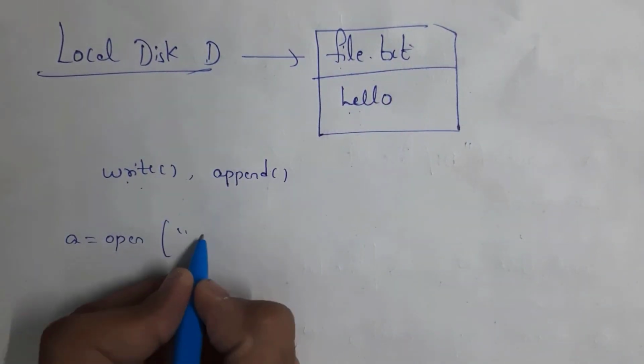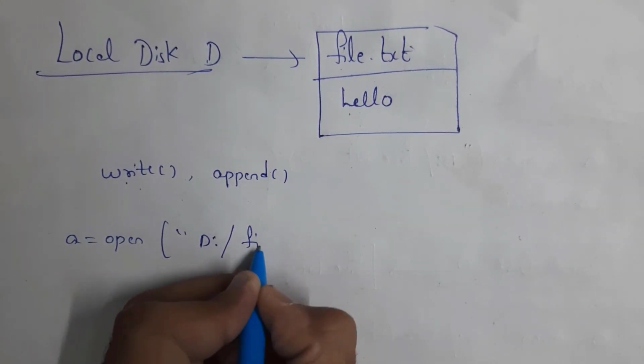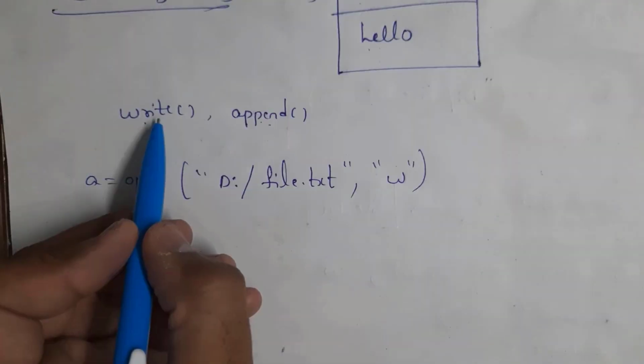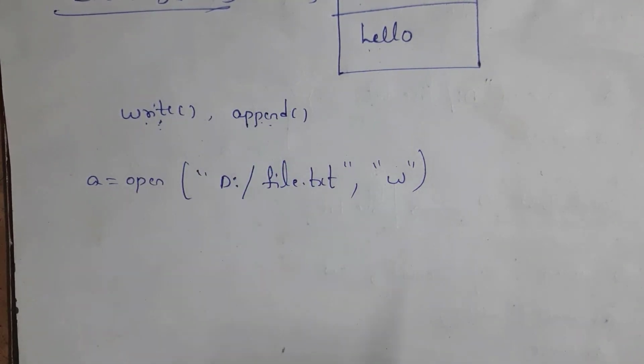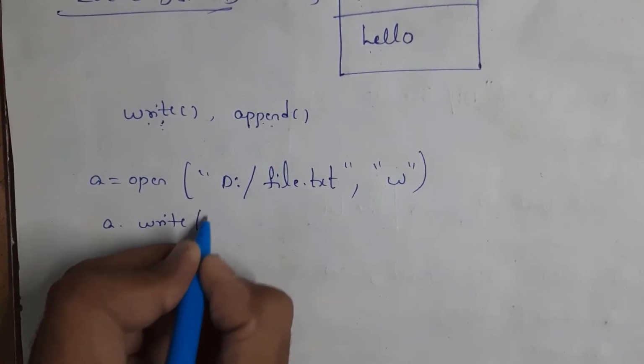That file name is file.txt, which is present in local disk D. So write here d:/file.txt, quotations close, comma. For both write method and append method, we use write mode. And next I want to add text how are you. So just write here a.write of how are you.